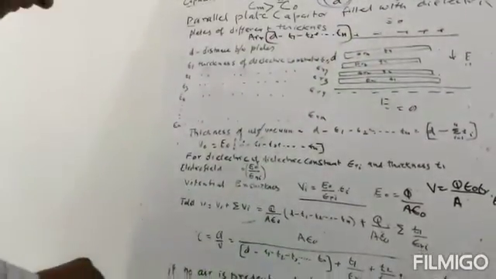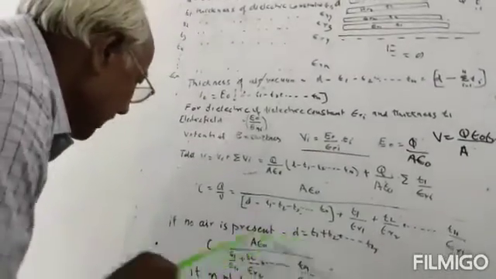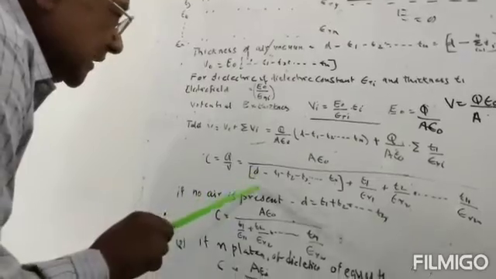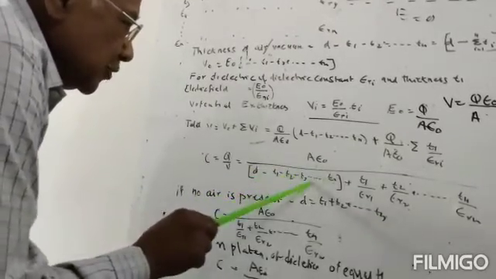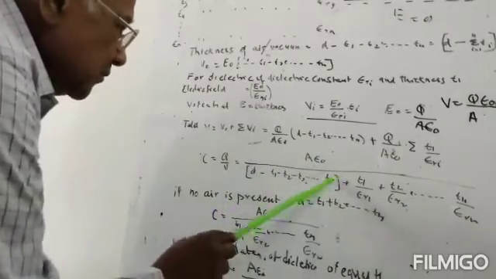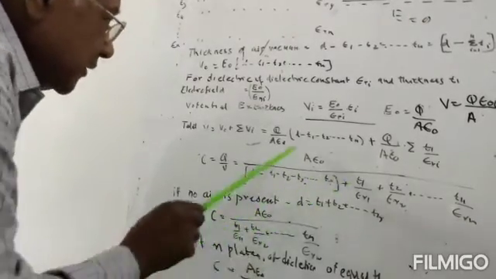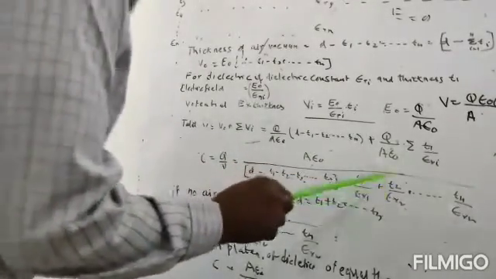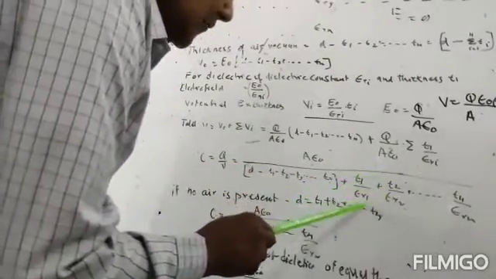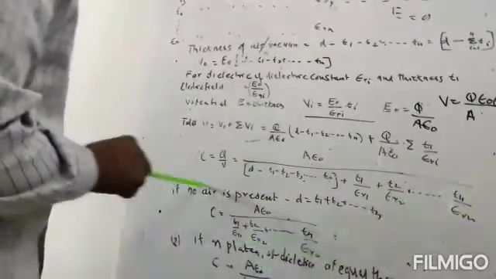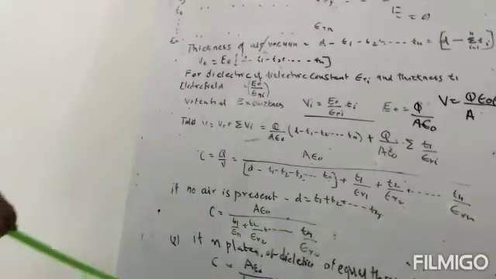Now we can consider the case when there is no air, meaning D is equal to T1 plus T2. The air term will not be there because there is no air. So it will be equal to A epsilon 0 divided by T1 by epsilon R1 plus T2 by epsilon R2 and so on. So this will be the capacitance.